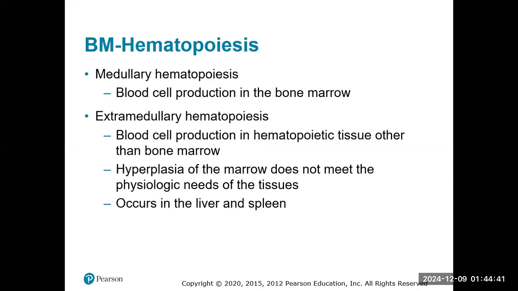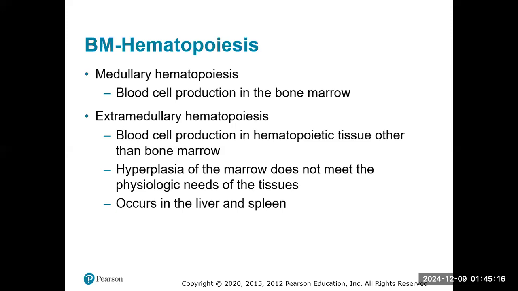So medullary hematopoiesis, this is what we've been talking about so far. When the hematopoiesis happens in the bone marrow, that's our normal process. Then there's something called extramedullary hematopoiesis. So this is any type of blood cell production that happens outside of the bone marrow. What usually happens in this case with extramedullary hematopoiesis, there is an issue with the bone marrow where the bone marrow cannot keep up, or the bone marrow is unable to make the cells necessary.